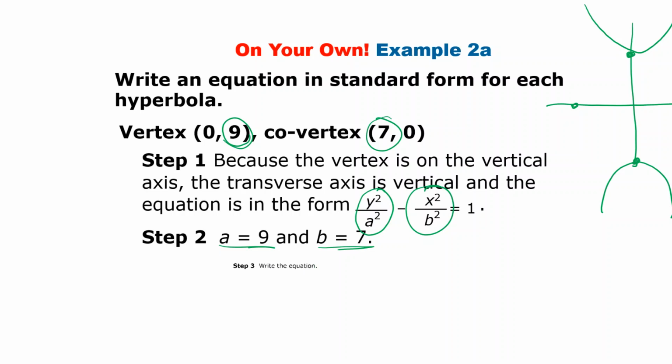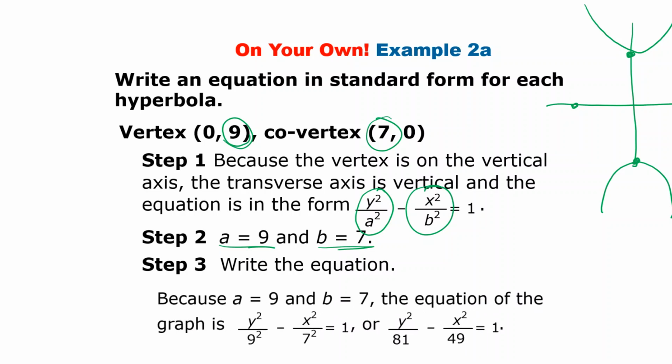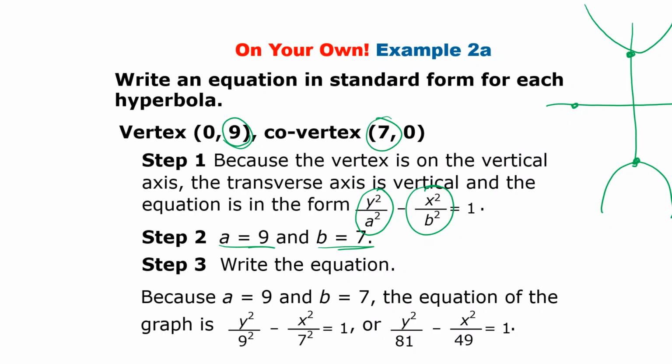And so once you know that, the rest is really easy. Just fill in the blanks. You can either leave it as 9 squared or you can change it to 81. Either way is fine. I particularly like keeping it at the squared because then it's easier to graph. But if you want to change it to 81 and 49, that's fine too.